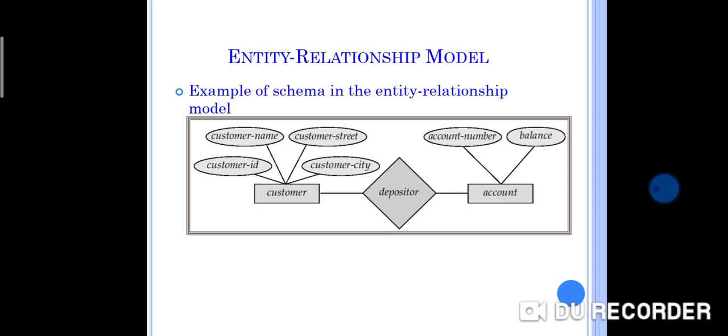In this diagram, we have two actors: the customer is one actor and the account is another actor. From these we can find the relationship, the depositor. The depositor should be a relationship between the customer and the account. So the customer ID, customer name, customer street and customer city should be represented as attributes of the customer, and the account number and balance details should be linked to the account. So these two tables get the relationship through the depositor table also.